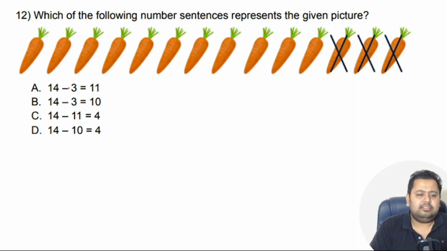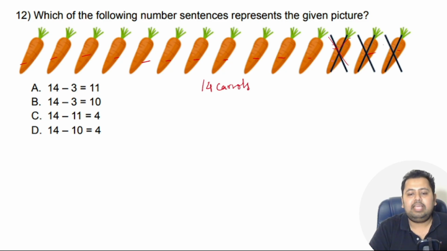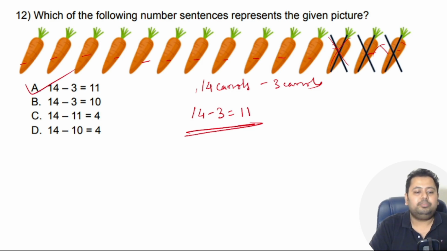Great. I hope this is again an easy one. So you see how many carrots are given. This is 1, 2, 3, 4, 5, 6, 7, 8, 9, 10, 11, 12, 13, 14. So there are 14 carrots in total, out of which 3 have been cancelled out, right? So it will be 14 minus 3, and 14 minus 3 is actually 11. This is your correct answer, option A. If you got it correct, give yourself a star, and we move to question number 13.